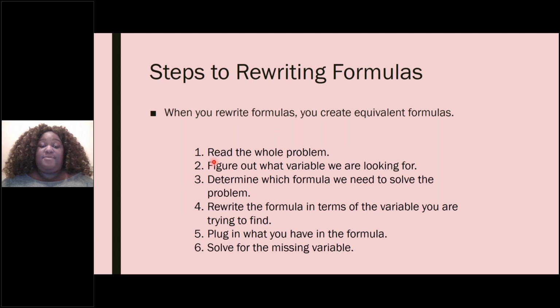The first step is you'll read the whole problem so you can figure out what variable you're looking for. And then we'll determine which formula we need to solve the problem. And then we'll rewrite that formula in terms of the variable that we're trying to find. Then once you set up your new formula, you'll plug in the values that you have. And then you'll be able to solve for that missing variable. So we're going to go through some problems to show how all these steps work out.